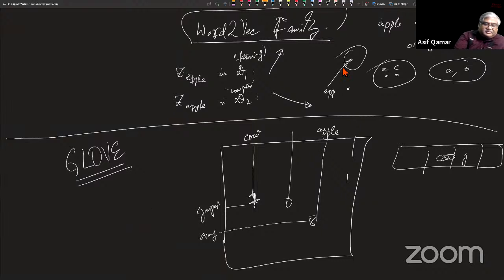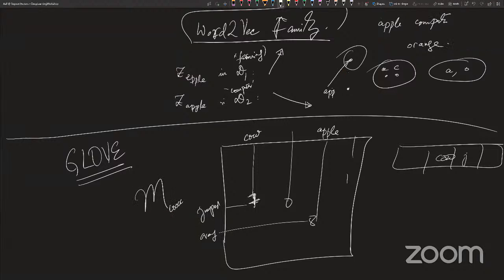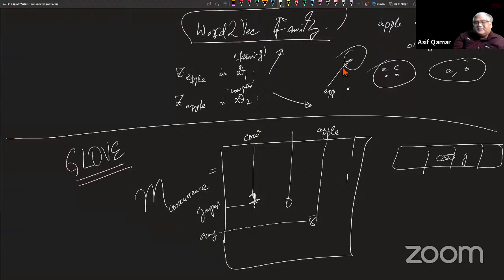So let me just use something else. Let me use M for co-occurrence matrix. So guys, is the meaning of co-occurrence clear? Just slide over your entire corpus, and every time two words show up in the same window, just increment the count at the intersection of those two words, right?